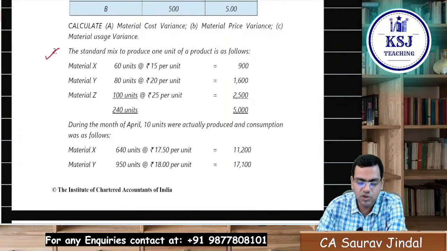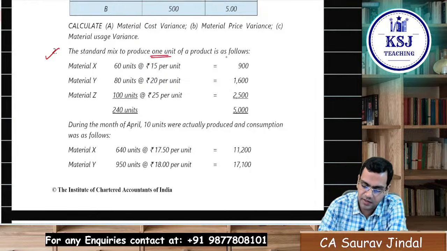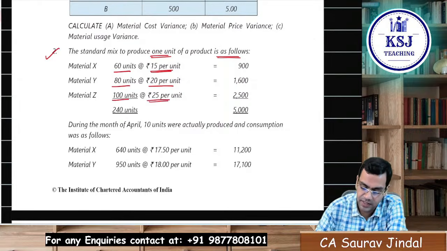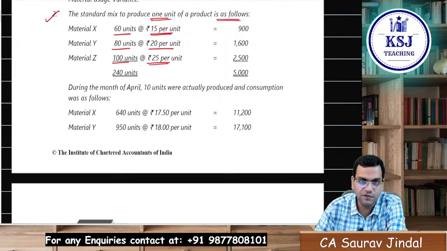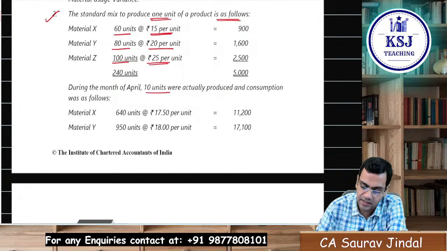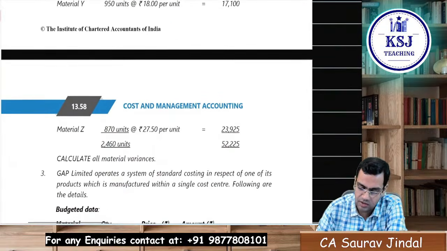The standard mix to produce 1 unit of the product is as follows. In the making of 1 unit, material X 60 units at 15 per unit, material Y 80 units at rupees 20 per unit, and material Z 100 units at rupees 25 per unit. Right? During the month of April, 10 units were produced and the consumption was as follows. So the actual data consumed is given to you. Calculate all the material variances.